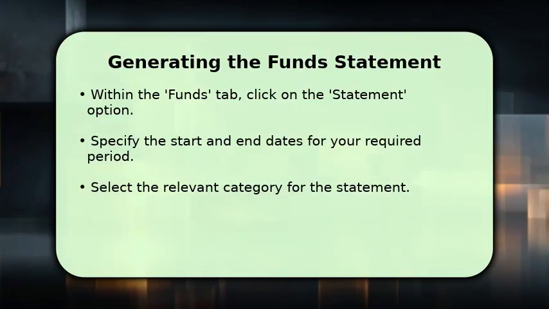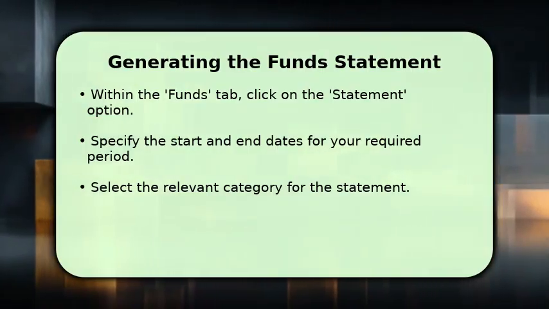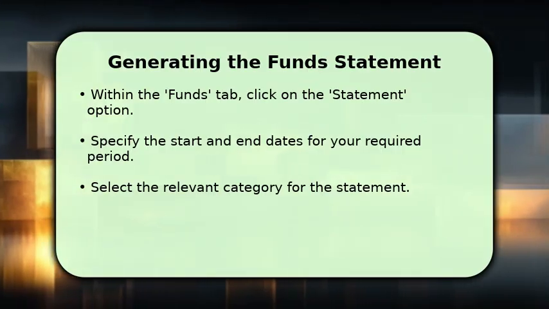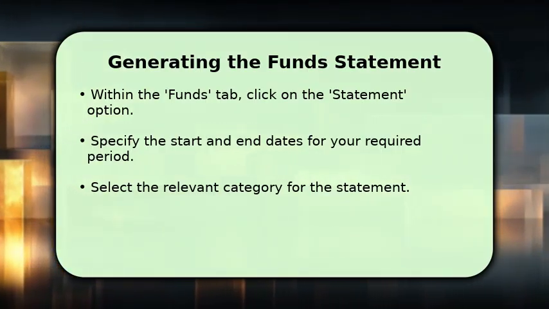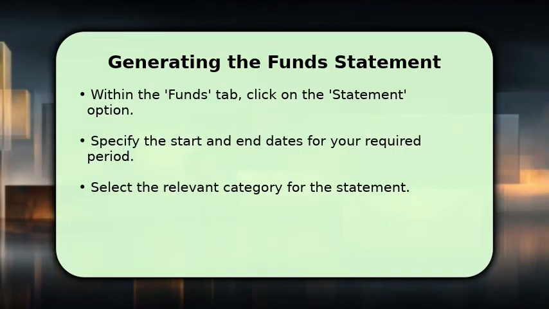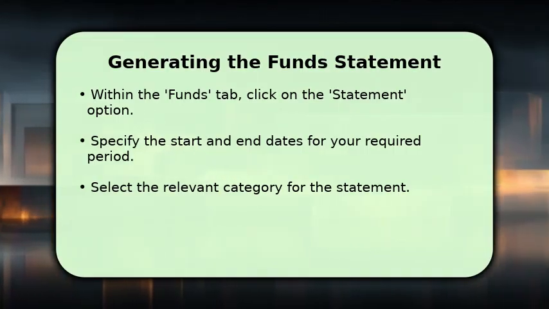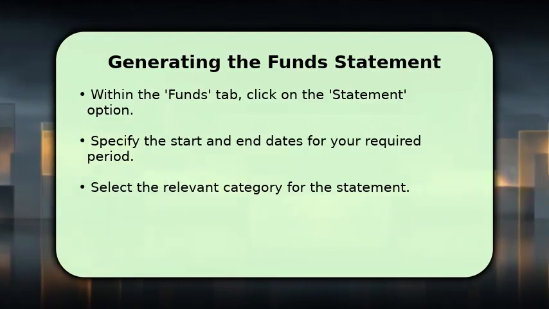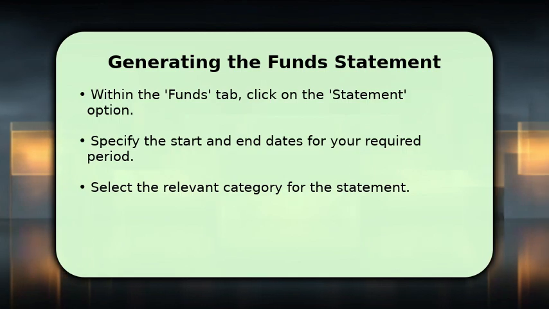After navigating to the Funds tab, you will find an option labeled Statement. Click on this to proceed. Next, you'll need to define the period for which you want the ledger. Select your desired start and end dates and choose the appropriate category. Finally, click View to generate and display your comprehensive funds statement, which acts as your ledger.